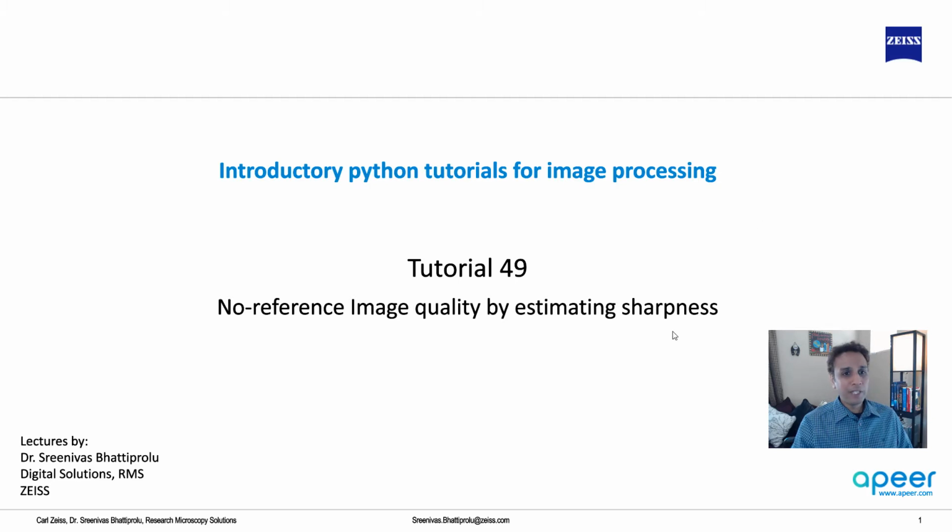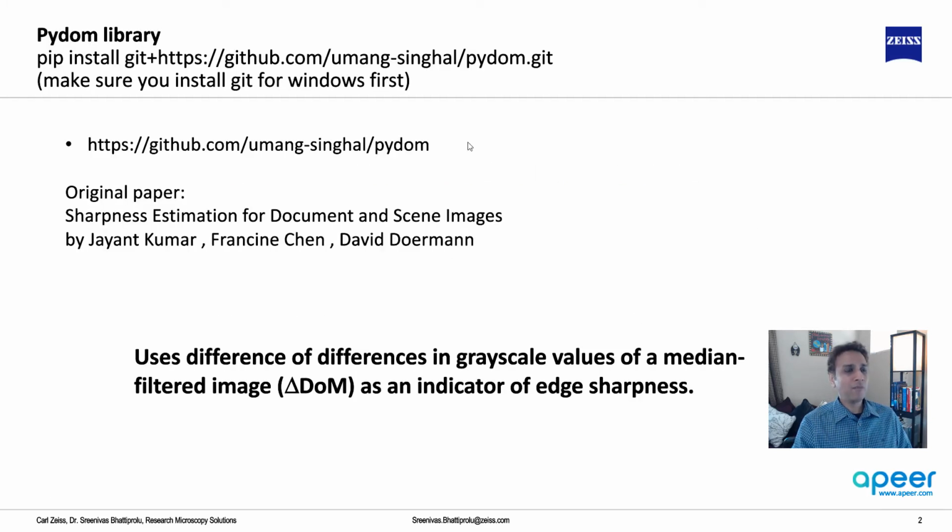Now, this is based on a published paper. First of all, too much text here. So first look at the top here. I'm gonna use a library called PyDom, and it's published on GitHub. And you can go ahead and do pip install and then this line. But the problem when I did that, of course, was you've got to have Git installed on your Windows system, because it's using Git, right?